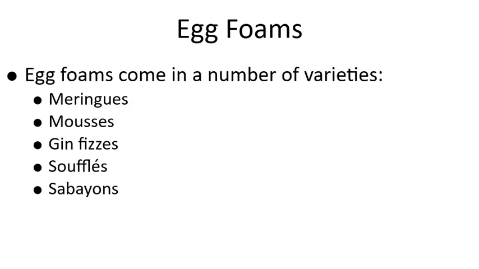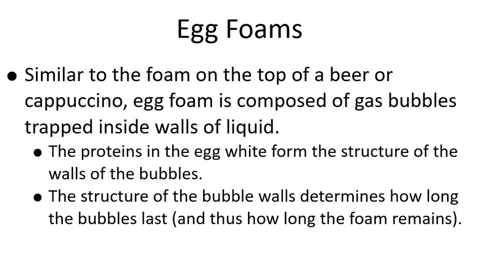Egg foams come in a few different varieties, including meringues, mousses, gin fizzes, soufflés, and sabayons. We're going to get into each of these dishes in a little bit more detail later on, but first let's discuss, in general, what happens when we make an egg foam. Similar to the foam on the top of a beer or a cappuccino, egg foam is composed of gas bubbles trapped inside walls of liquid.